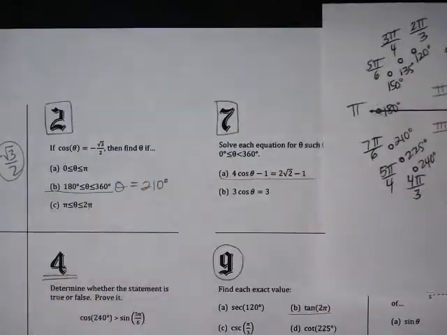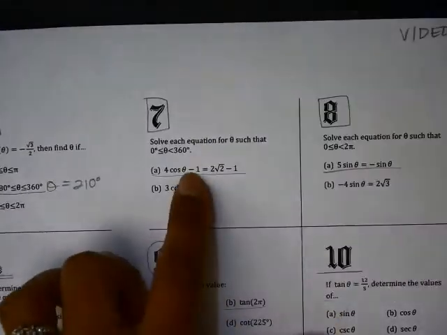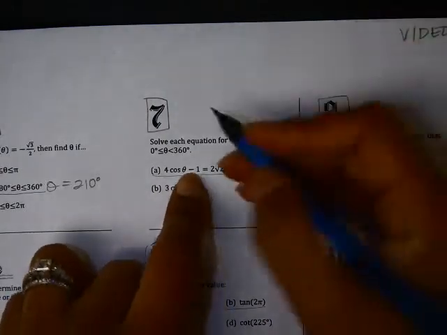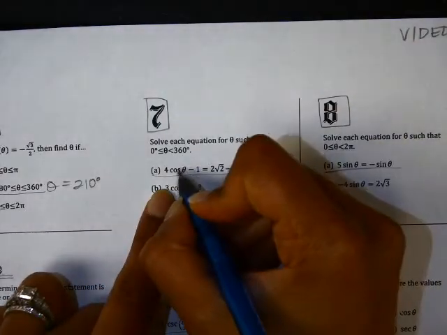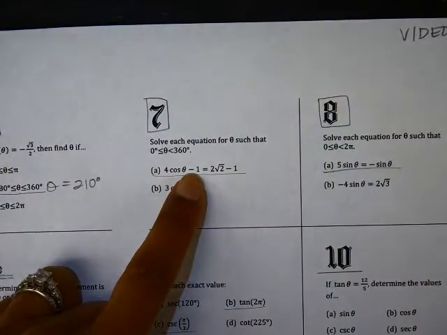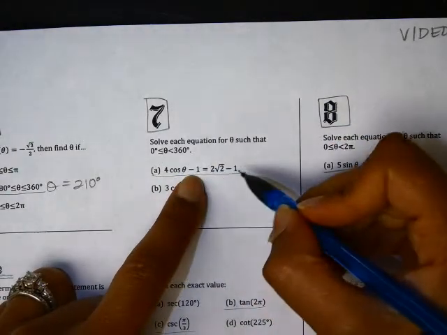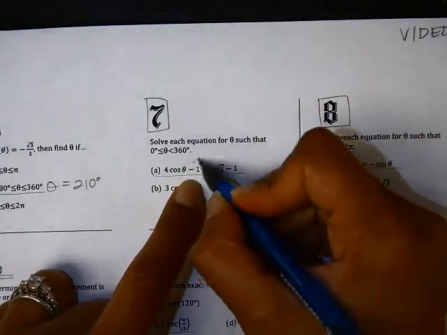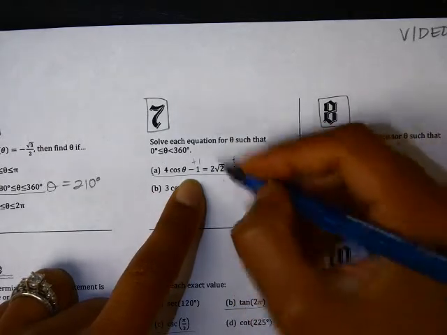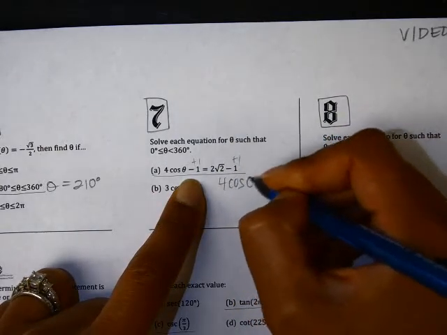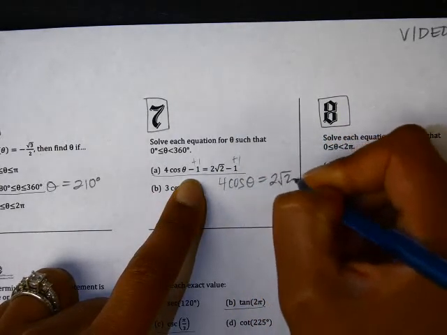Now looking at number 7a, we're given an equation to solve. We need to first isolate the cosine of theta before we can do anything else. So here there's a negative 1 on both sides. If we add 1, those cancel out. So we have 4 cosine of theta equals 2 root 2.